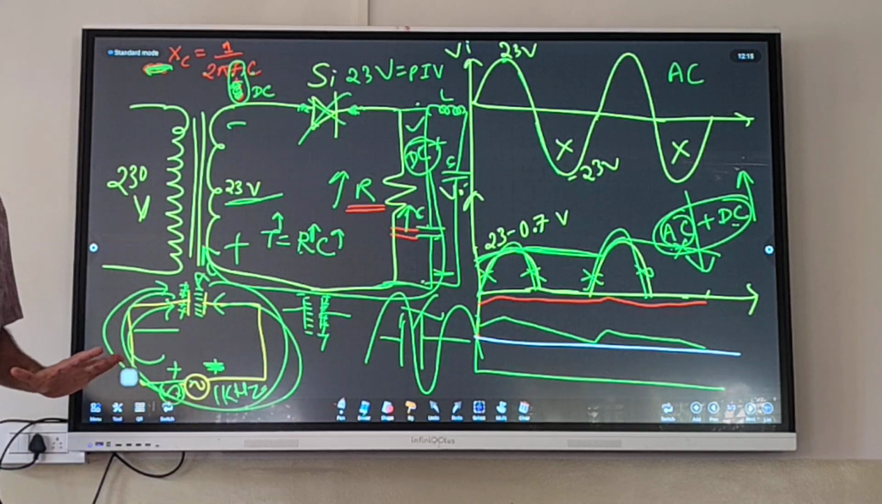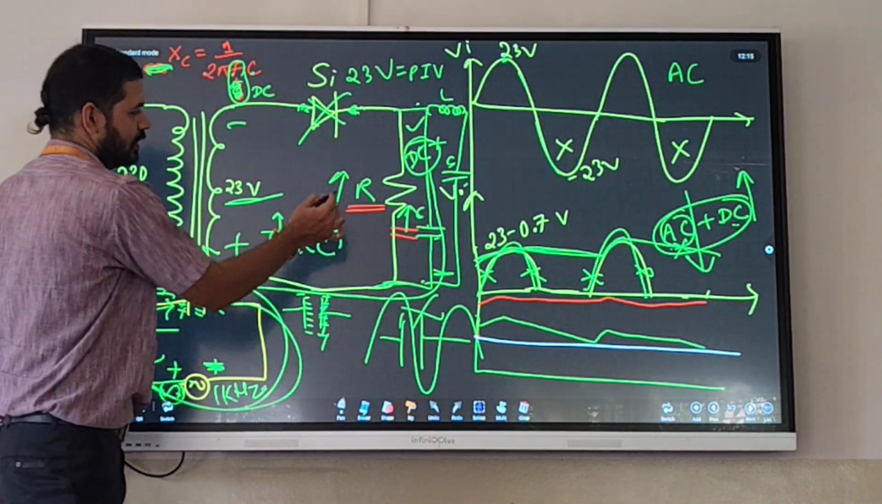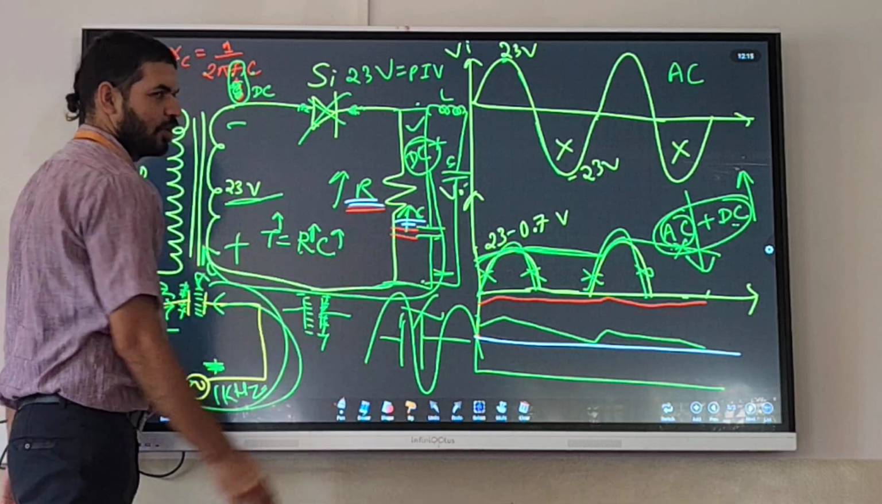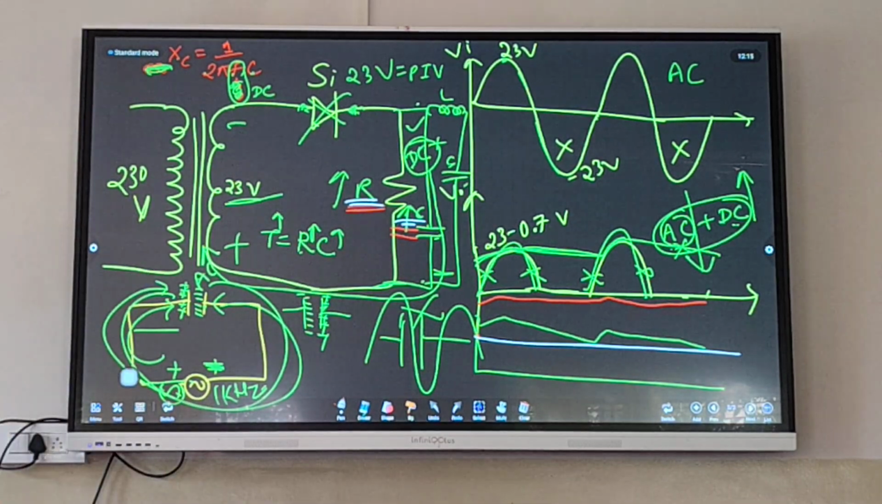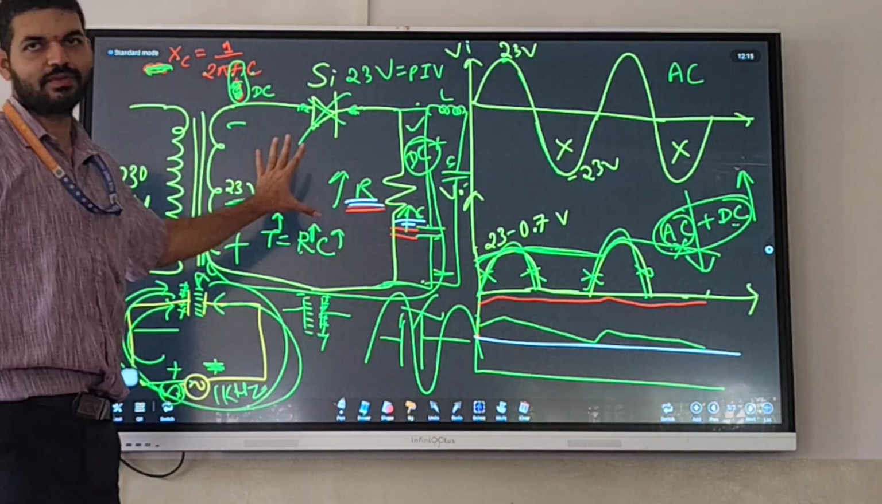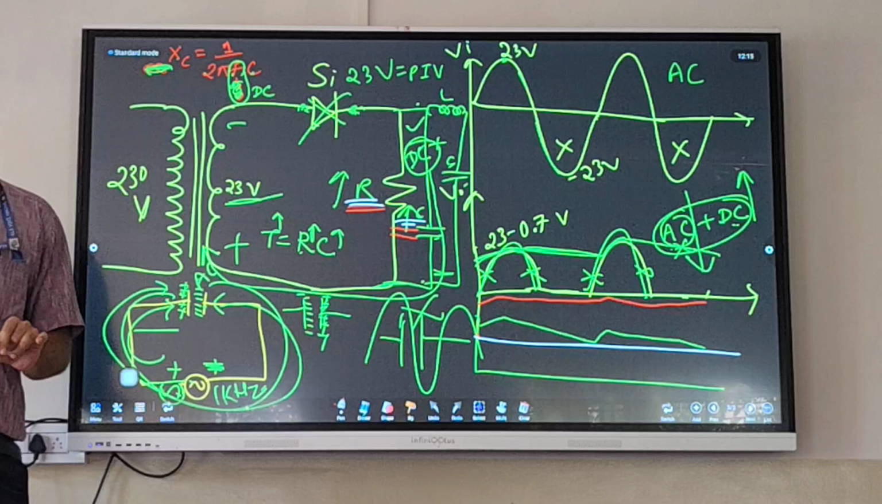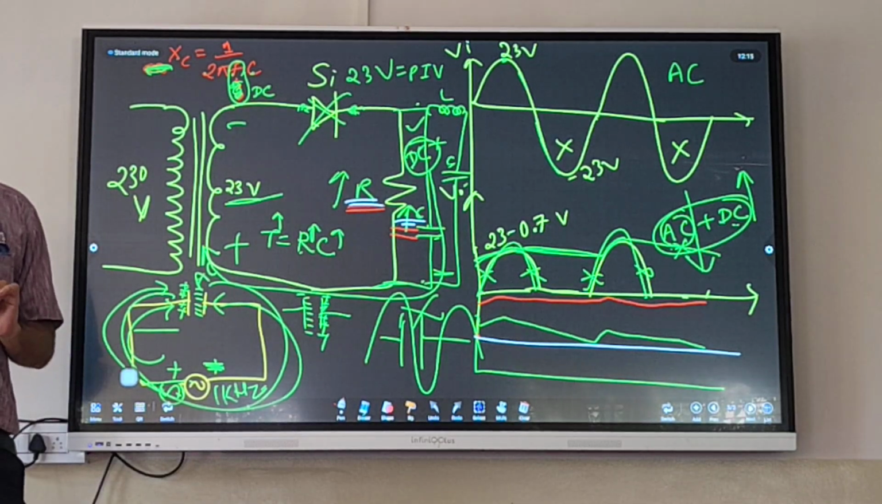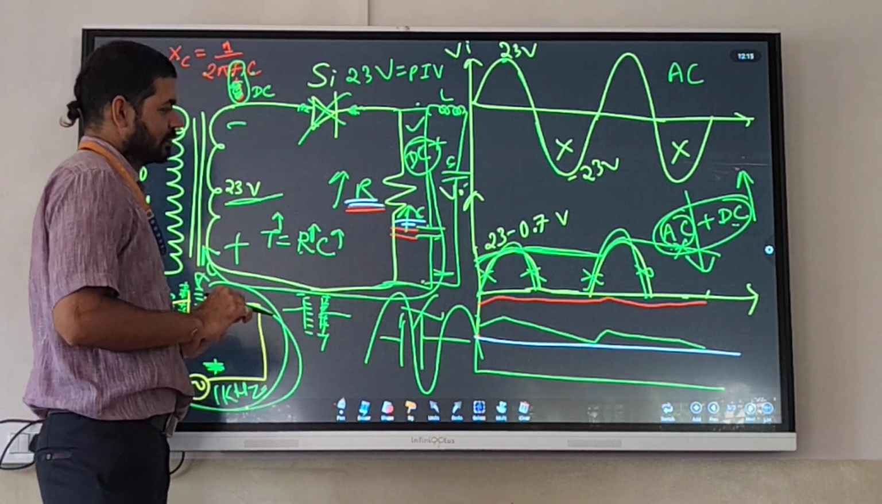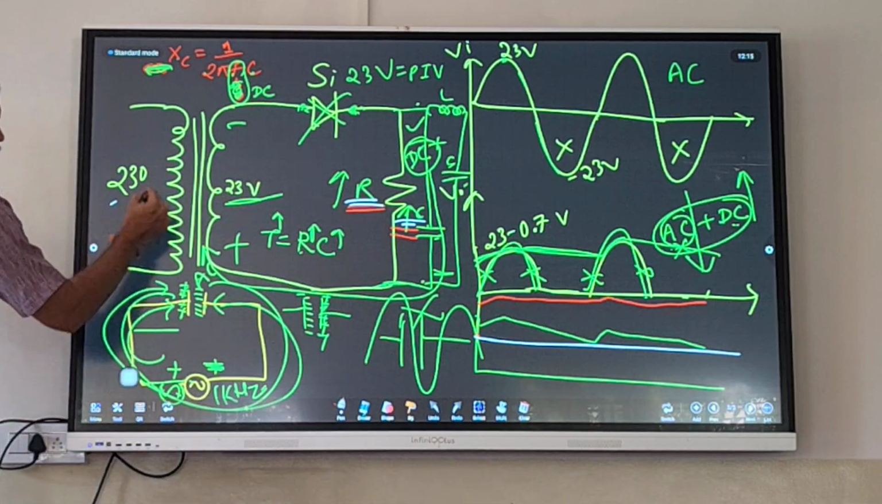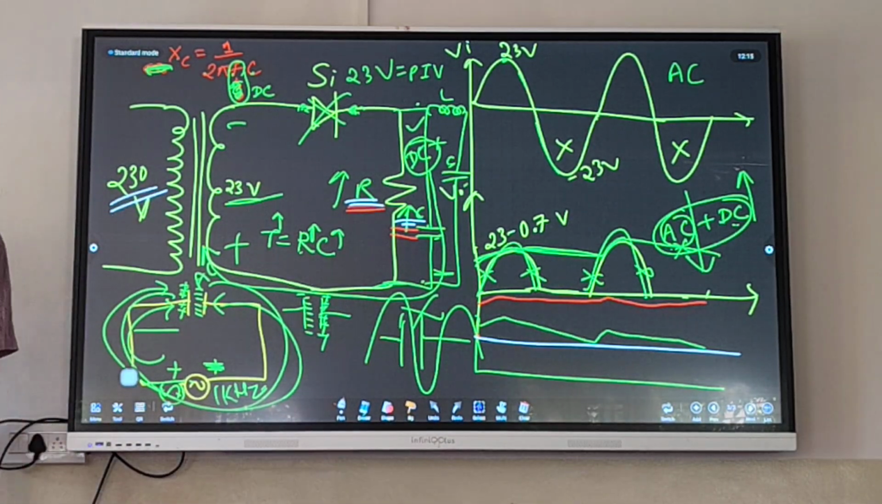I have got a straight line. I have increased R and C very high. I have got a straight line. But still, this circuit can't be used directly in our charger. Though I am getting a straight line, it can't be used. Why can't it be used? Because this 230 volts is not fixed.